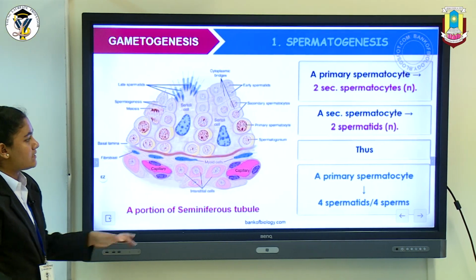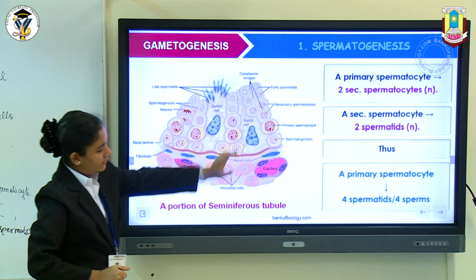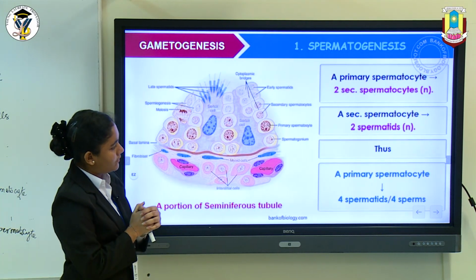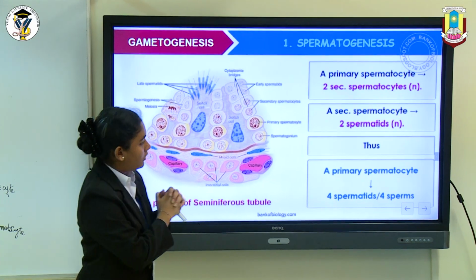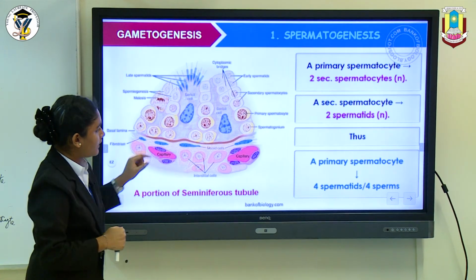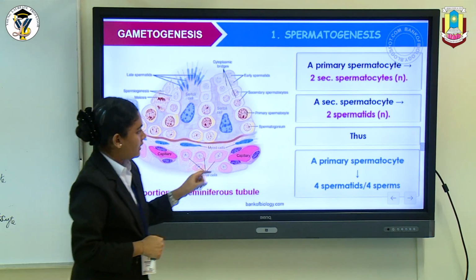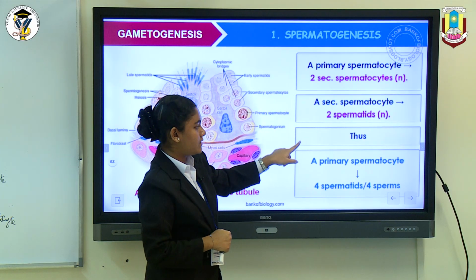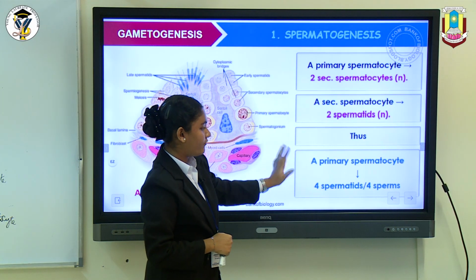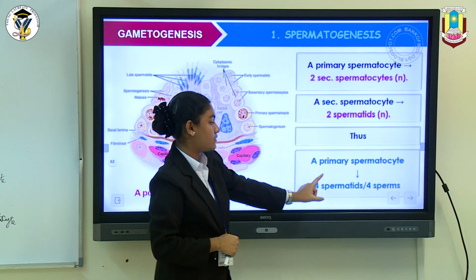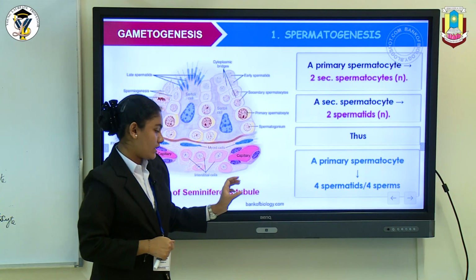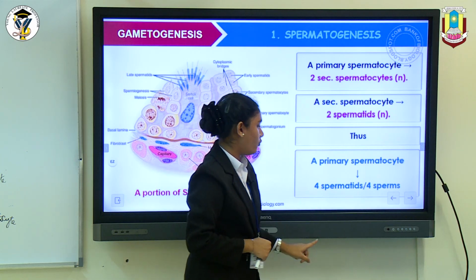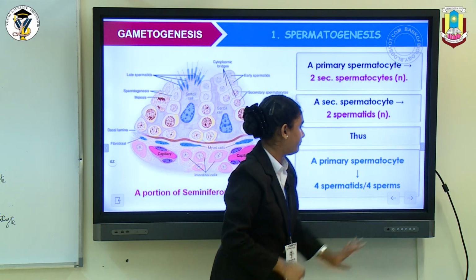This is a portion of the seminiferous tubule. Again, it is a recap. Primary spermatocyte, it will form 2 secondary spermatocytes. The ploidy is haploid. Then one of the secondary spermatocytes will form 2 spermatids having ploidy n. Then finally a primary spermatocyte leads to the formation of 4 spermatids or 4 sperms.